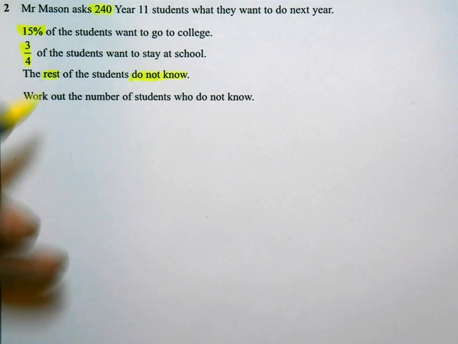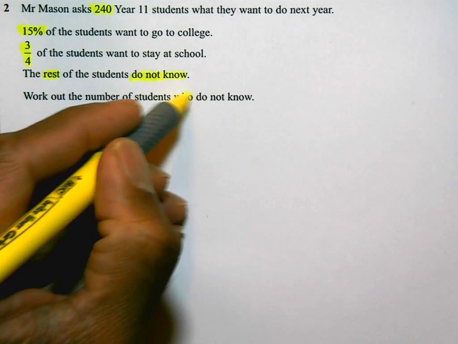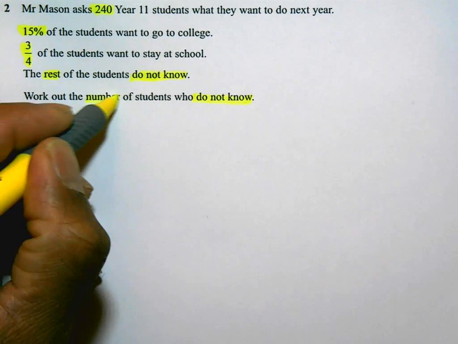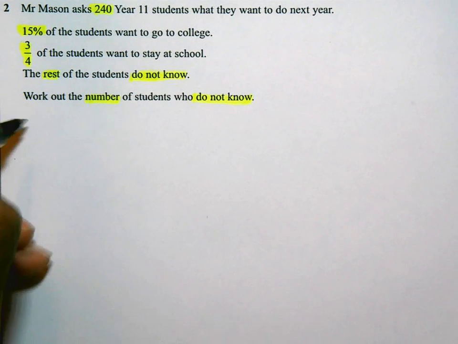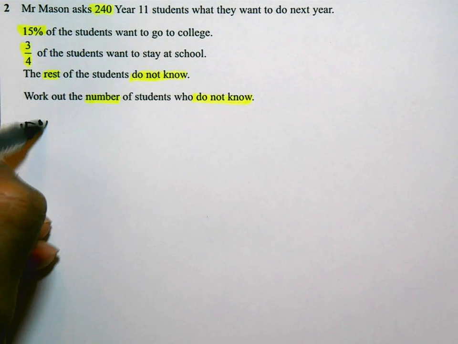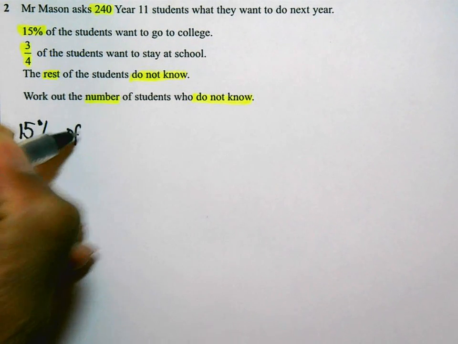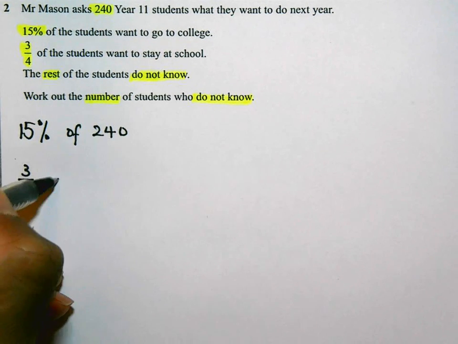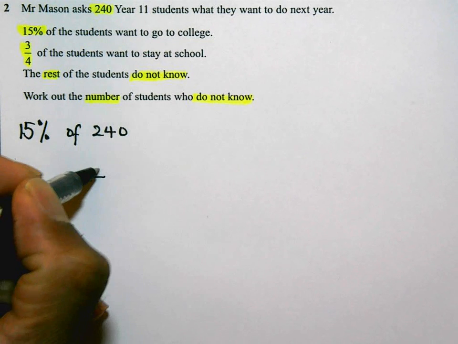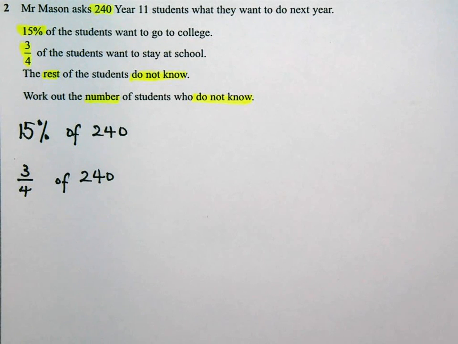And I want you to work out the number of students who do not know. So what I need to do is to work out 15% of 240. I need to work out 3/4 of 240 and find out how much that is altogether, and then take it away from 240. And that's one technique. There are several other ways you could do this, but I'm going to do it this way.